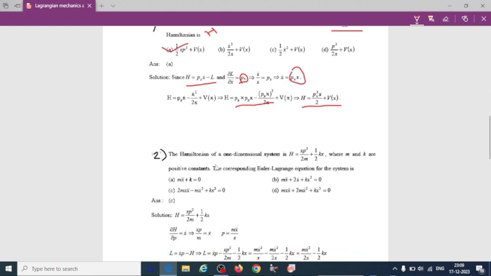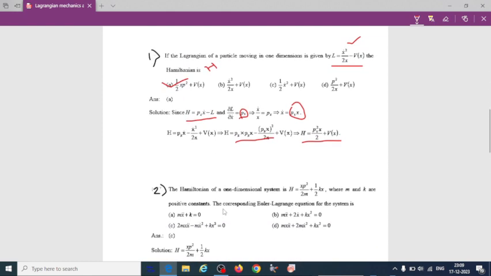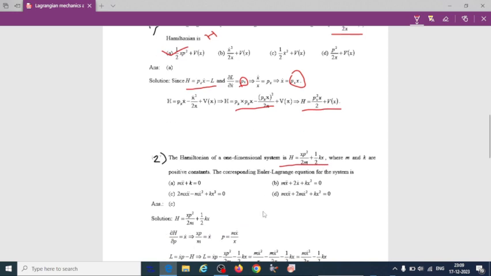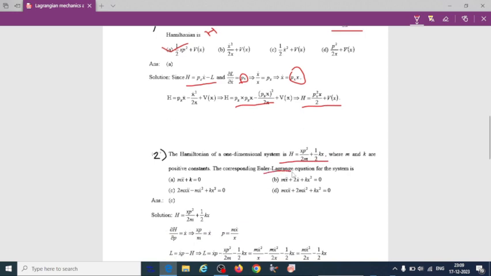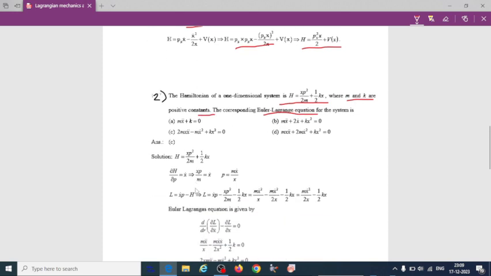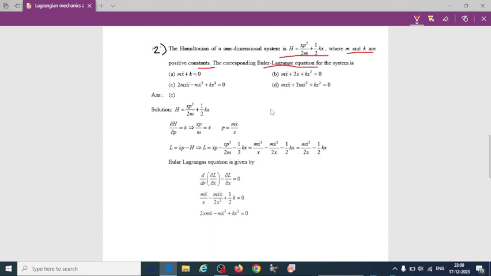For the next question, they have given the Hamiltonian and you have to find the Euler-Lagrange equation. The given Hamiltonian is px square divided by 2m plus half kx square in a one dimensional system, where m and k are positive constants. Then you have to find the Lagrangian. You can just see the options.